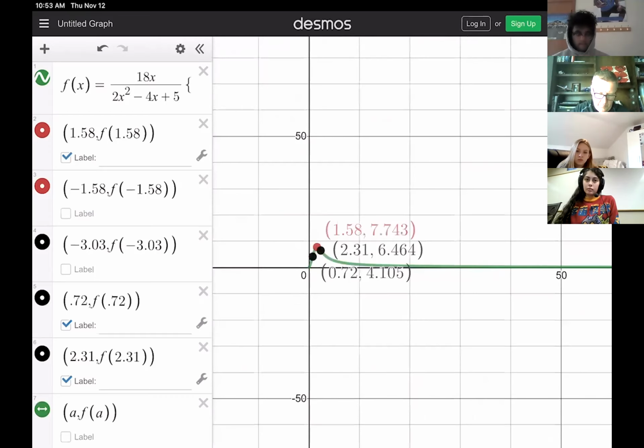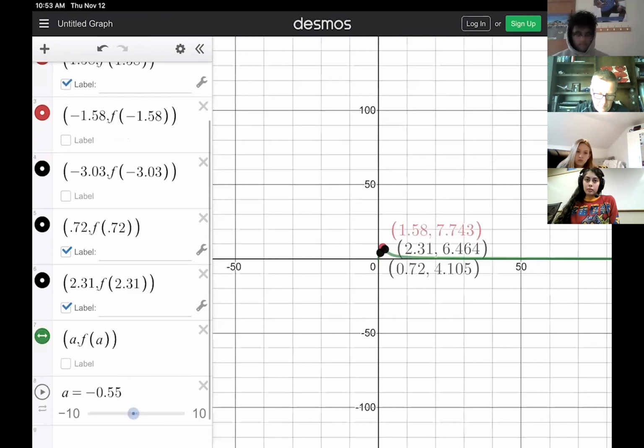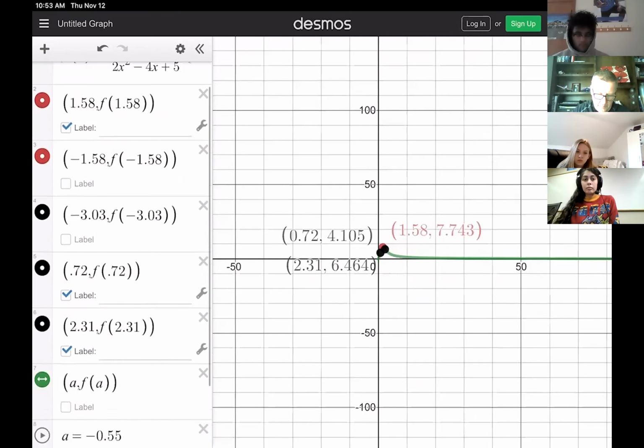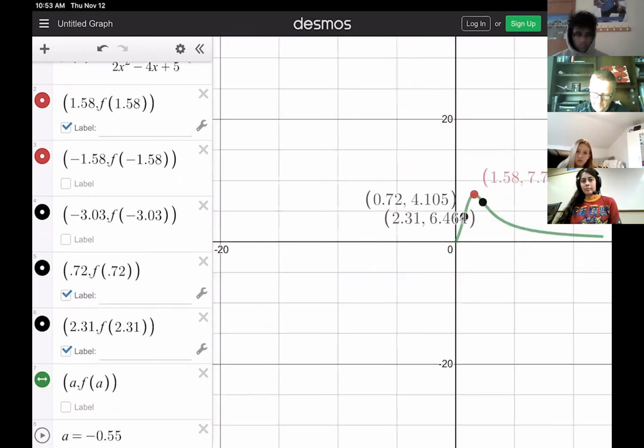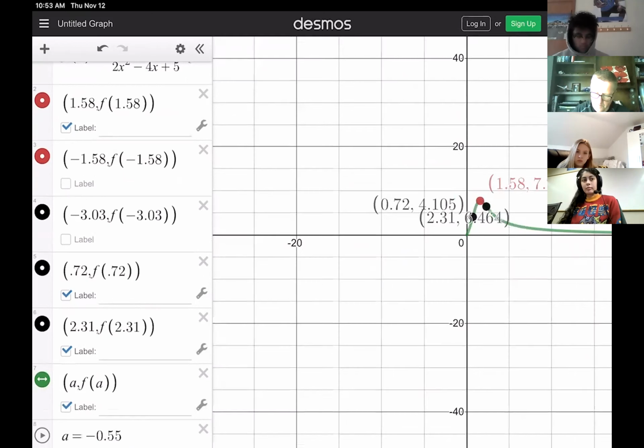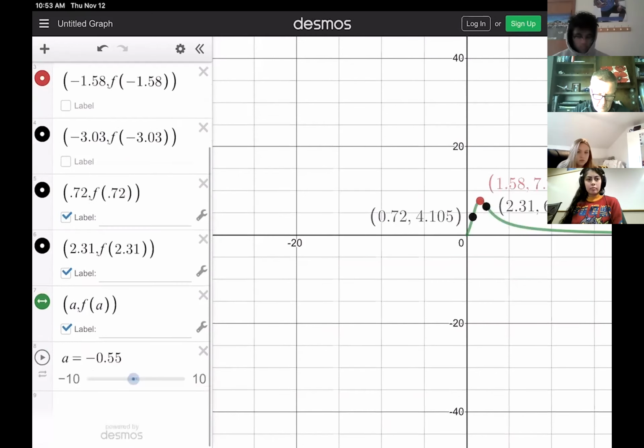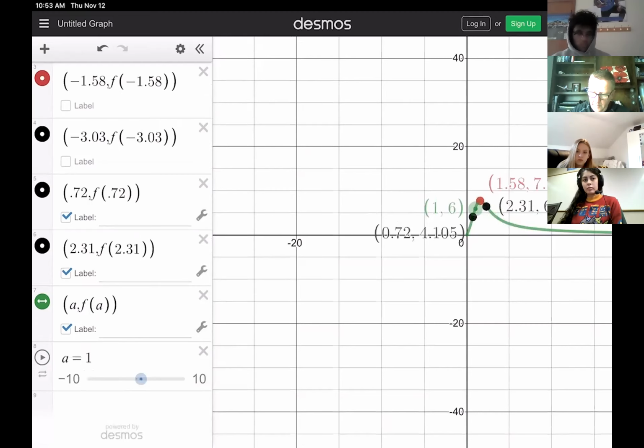Where are you? Why isn't that green point there? Why doesn't it exist? No, it just didn't show up because it wasn't on the graph.